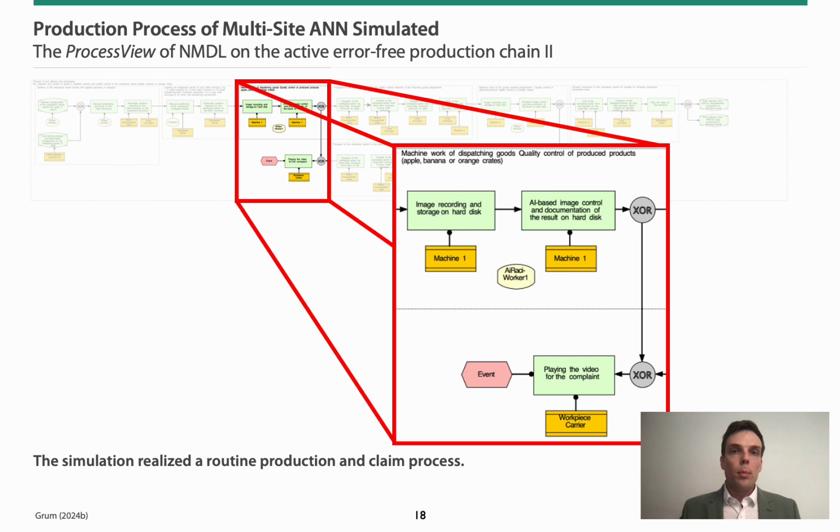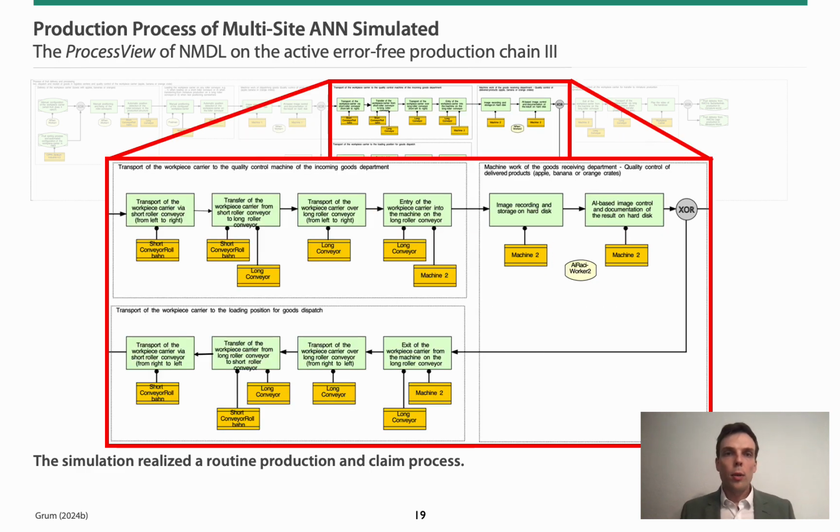The second part of the process cared about the fruit preparation and control before delivery. So, either the fruit was nice and the workpiece carrier is delivered, that's the upper control flow, or the fruit showed bad quality and the workpiece carrier was reclaimed, that's the second control flow.